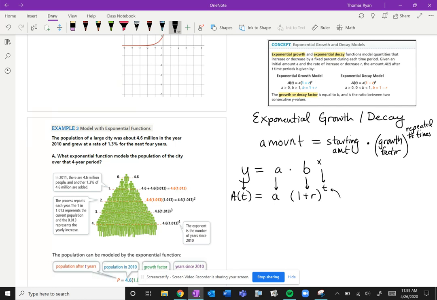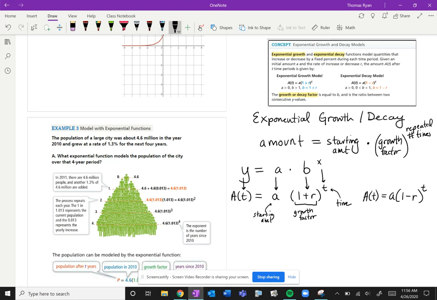So in most situations, we're talking about how things change over time. This is still our growth factor. And then certainly we still have our starting amount here. Now, the only difference is when we talk about decay, this A of t is equal to a times (1 minus r) to the t power.